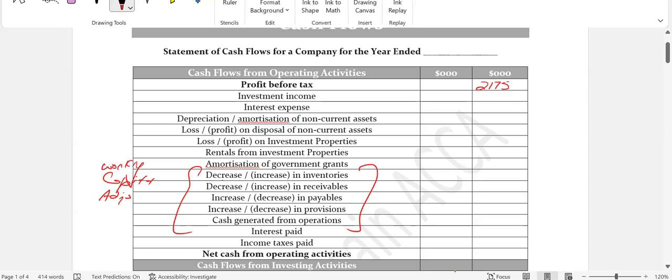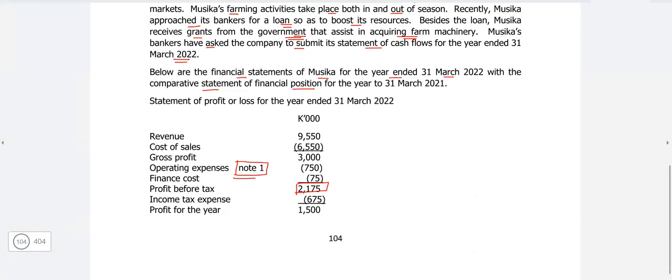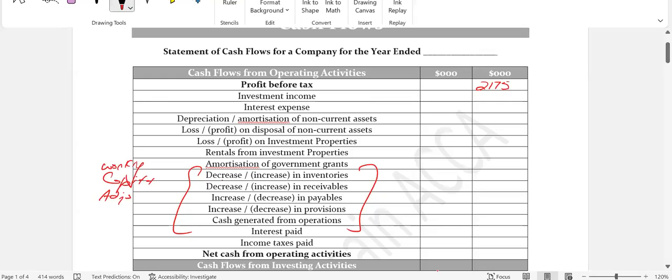Now we need to see the investment income. We didn't see any investment income within the question, because otherwise it would have been mentioned within the statement of profit and loss. So there is no investment income. Then we have the other thing, which is the interest expense.